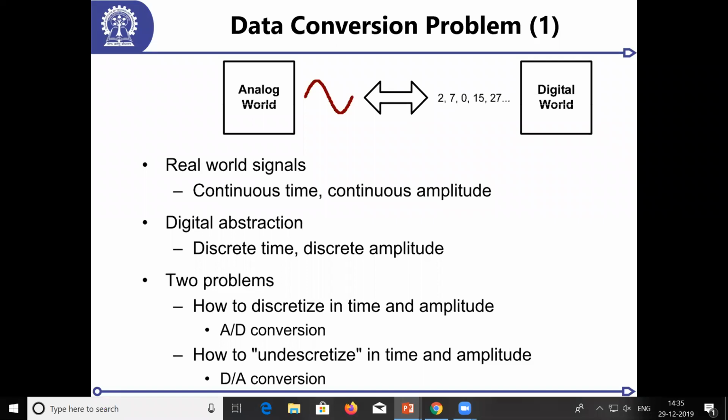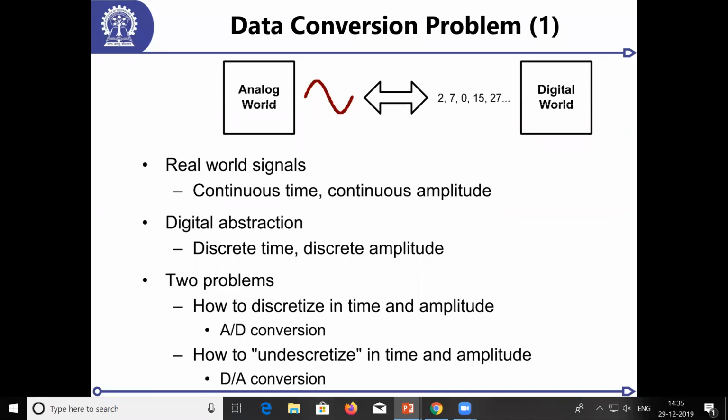Real world signals are continuous in time and continuous in amplitude. Digital abstraction involves, when something is continuous, first making sure you sample it and convert it into discrete time. Then after you have converted it into discrete time, you convert it into discrete amplitude. This is called a digital abstraction. Now the thing is, how to discretize in time and amplitude is A to D conversion.